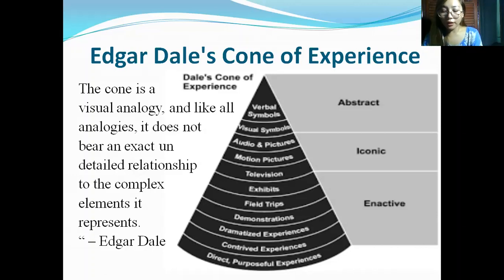So in the abstract level or the symbolic level, which belongs to the verbal symbols and visual symbols category, it has to do with information. And in the iconic level, it involves cognitive skills, and in the enactive level here at the bottom of the cone, it has to do more with motor skills and attitudes.